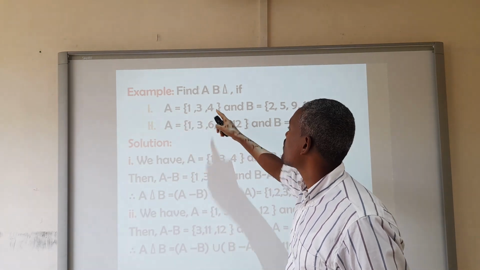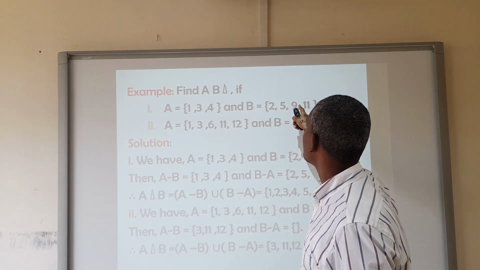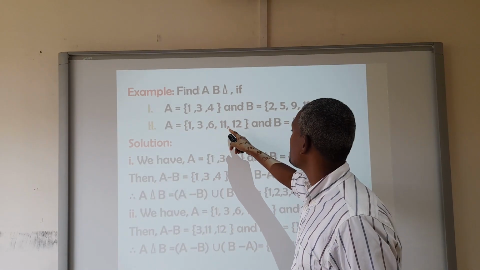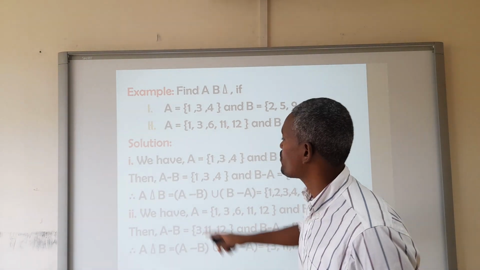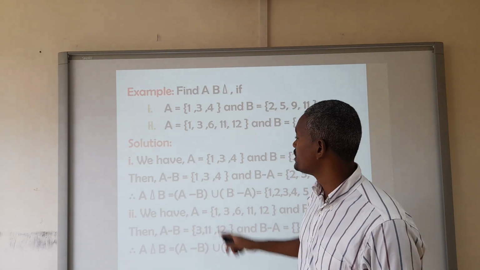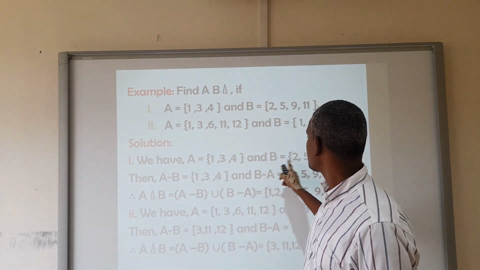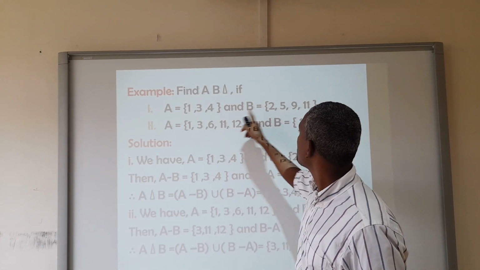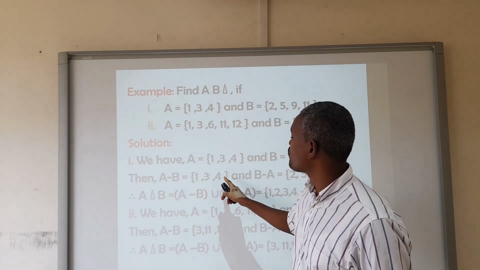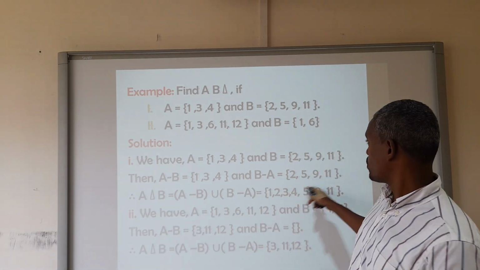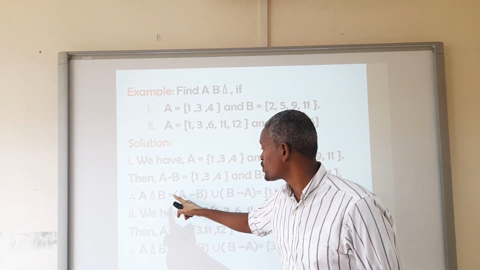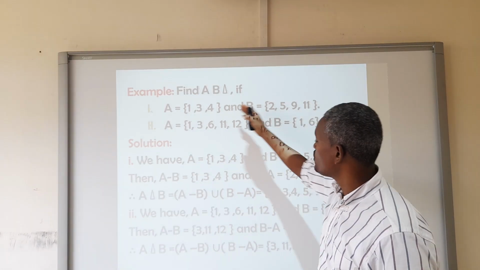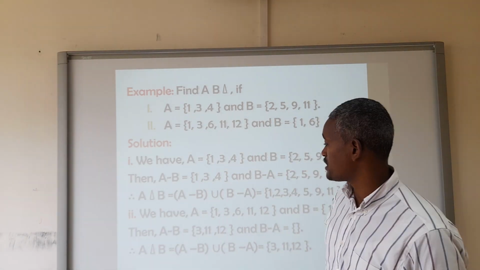A is 1, 3, 4, B is 2, 5, 9, 11. So we have the solution. A without B is 1, 3, 4, the whole set A, and B without A is the whole set B. So the symmetric difference of A and B is A without B union B without A, which is the union of the two sets.